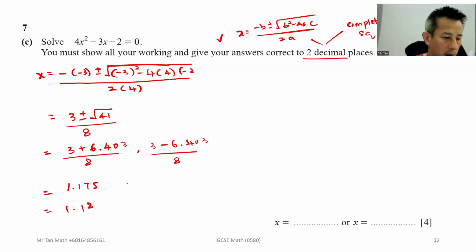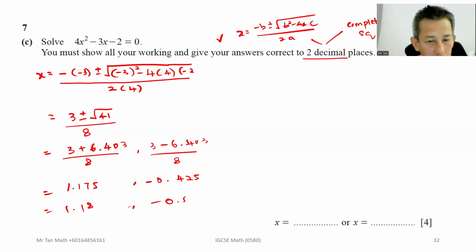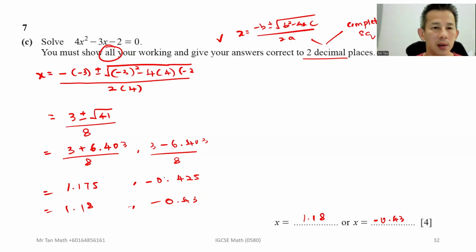And then 3 minus 6.403 over 8. You can see negative 0.425 equal to negative 0.43. Okay. Please take decimal when you calculate, take more than 2, okay, so that when you round up later, the answer will be correct. So it's 1.18 and negative 0.43. Because you must show all your workings. Yes, you can use calculator, but you need to know how to write.